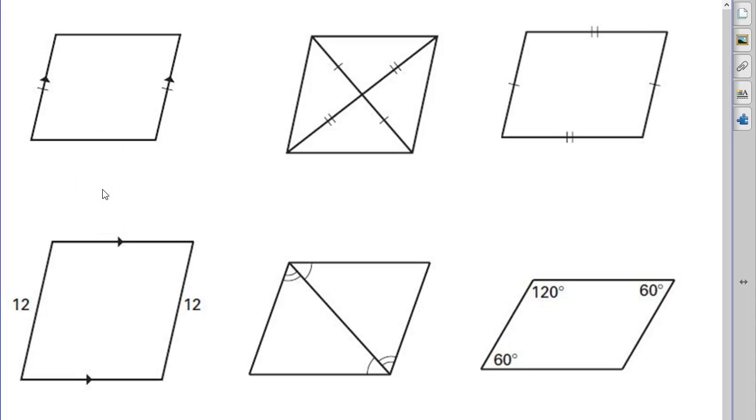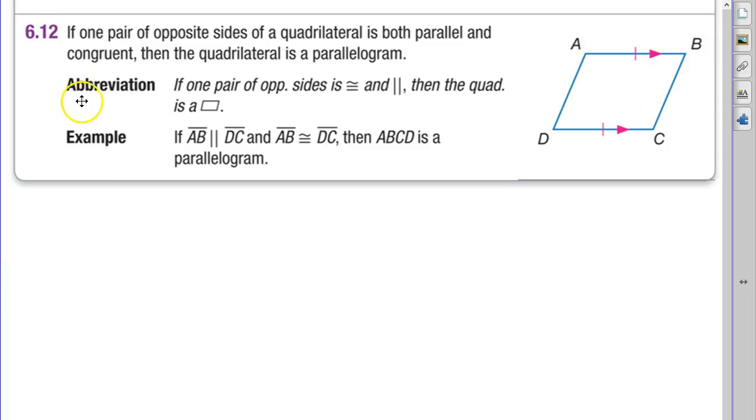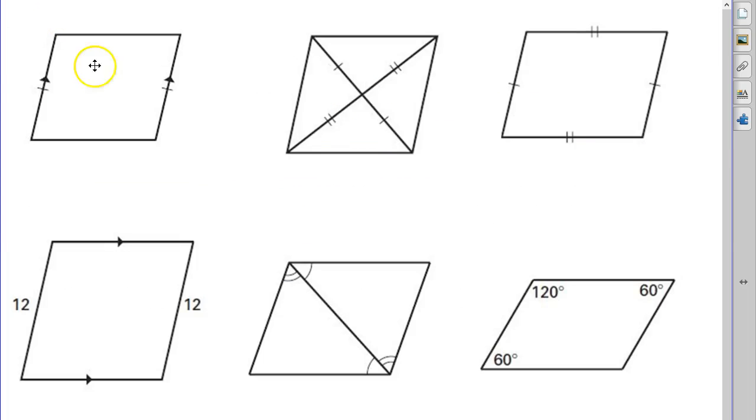Okay, so hopefully for this one you said yes, and your reasoning was theorem 6.12. If one pair of opposite sides of a quadrilateral is both parallel and congruent, then the quadrilateral is a parallelogram. And we have a pair of sides that's both parallel and congruent. Next one.